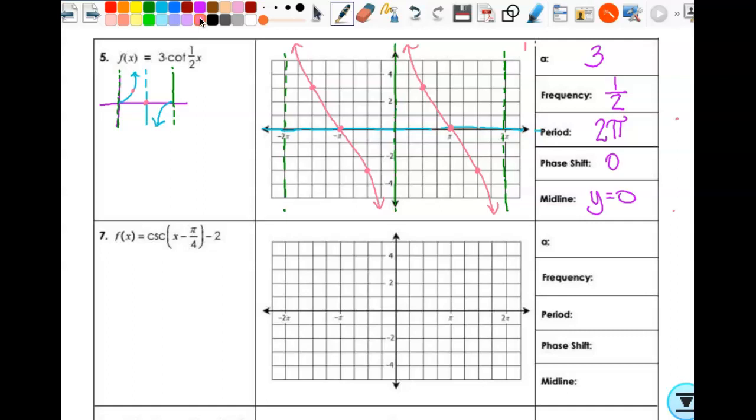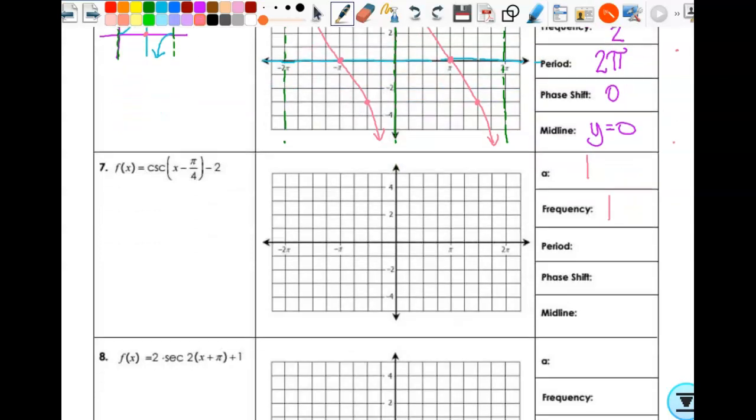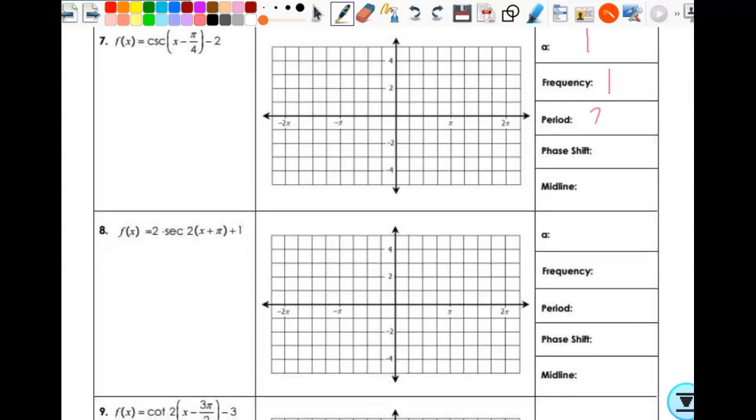7 has a phase shift. Do I need to factor anything out? No. Okay, so A is 1. My frequency is 1, which means what's the period? 2 pi. And which direction am I going in my phase shift? To the right. Pi fourths. And my midline is at y equals -2.